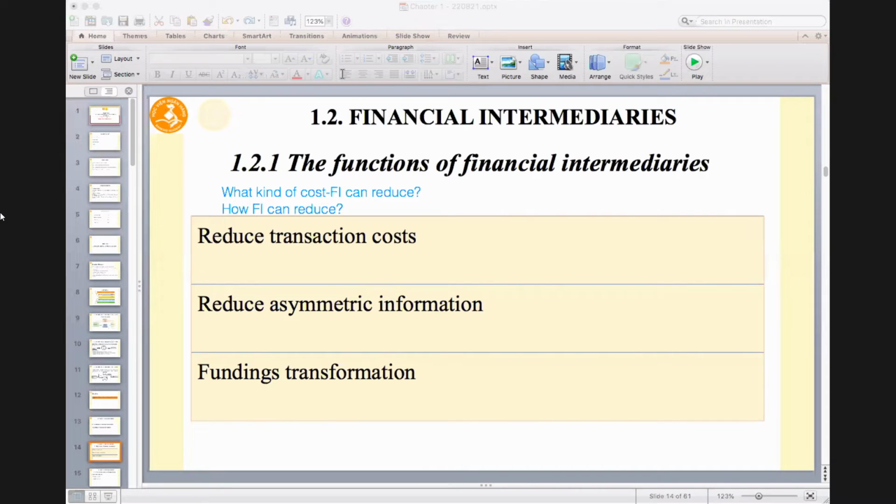Okay, Nguyễn Lan Phương again, please. I think it can reduce the cost when you want to find the information about the lender, and also the cost of traveling. Yes, I think so. Thank you. The cost of searching information and the cost of traveling.